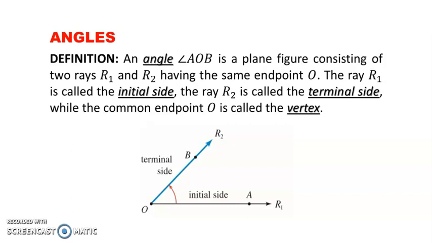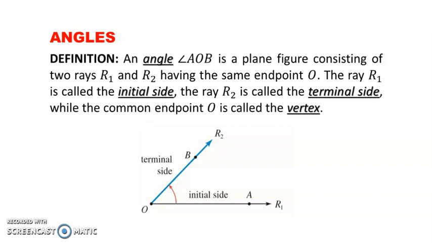Now, let us have the definition of an angle. From the definition, an angle AOB is a plane figure consisting of two rays, namely r sub 1 and r sub 2, having the same endpoint O. The ray r sub 1 is called the initial side. The ray r sub 2 is called the terminal side, while the common endpoint O is called the vertex.